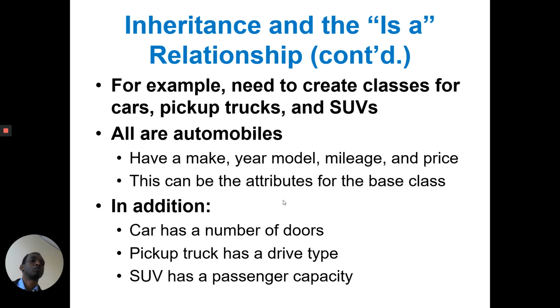Okay. So for example, we need to create classes for cars, pickup trucks, and SUVs. All automobiles have a make, year, model, mileage, and price. These can be the attributes of the base class. In addition, a car has a number of doors, right? A pickup truck has a drive type. SUVs have passenger capacity, and so forth.